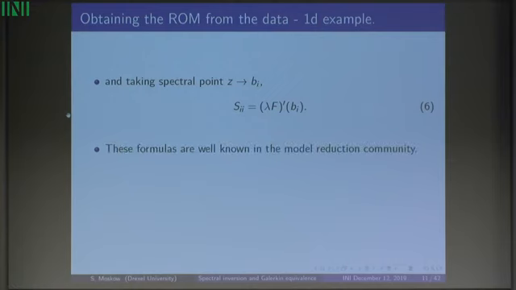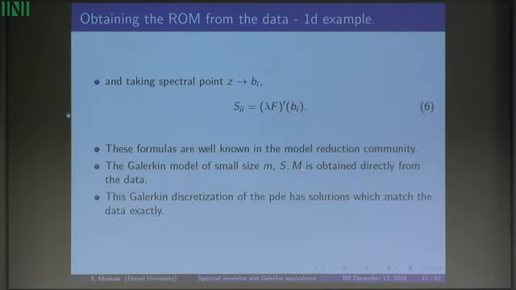And these formulas are well known in the model reduction community, and there are other versions of them. What's sort of new here is using all of this in the idea of inversion for doing the inverse problem. So this Galerkin model of small size m, which are these m by m matrices S and M, is obtained directly from the data. And this Galerkin discretization of the PDE has solutions which match the data exactly.